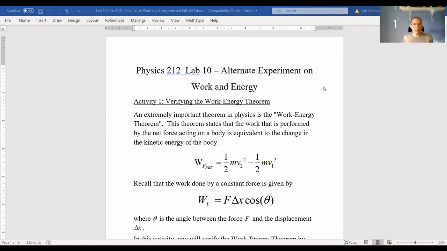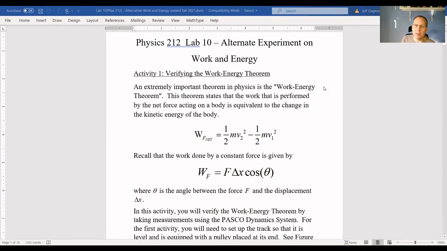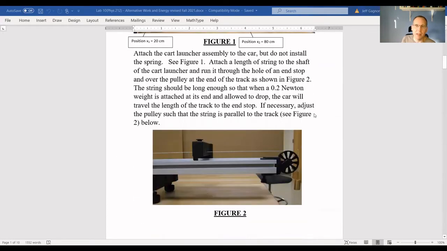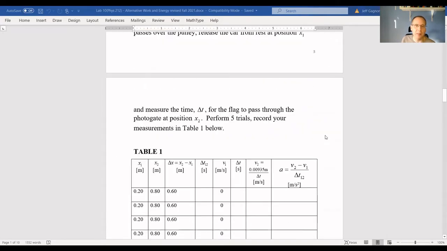So again, the video that's going to follow is a video that I originally recorded during the pandemic. However, the questions from your lab manual are exactly the same. In this particular video, they actually match up exactly. The numbering matches up as well.